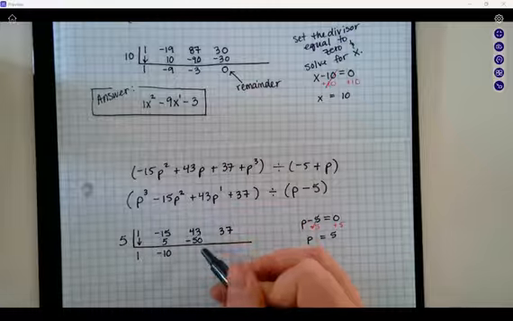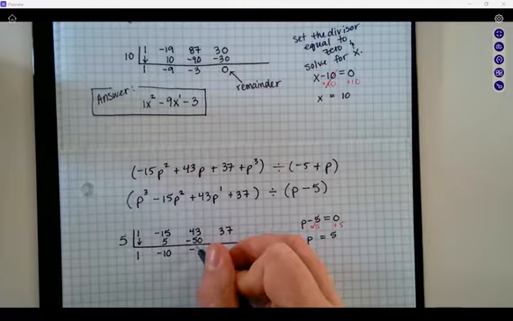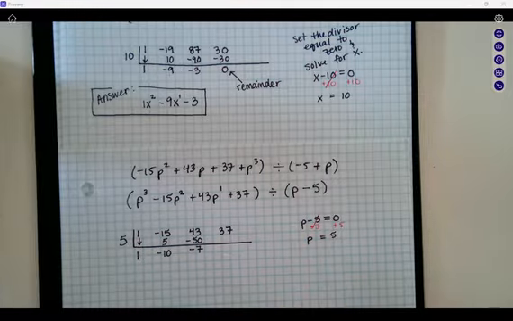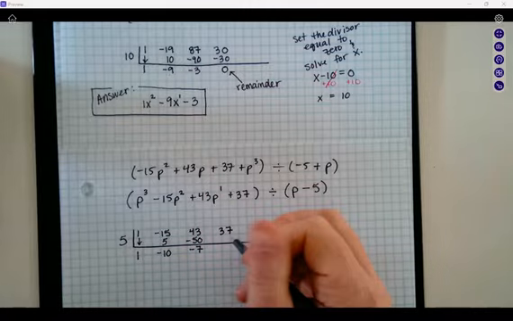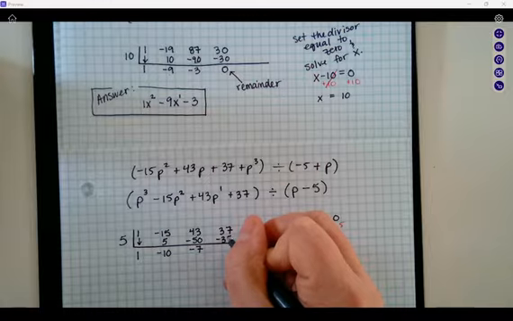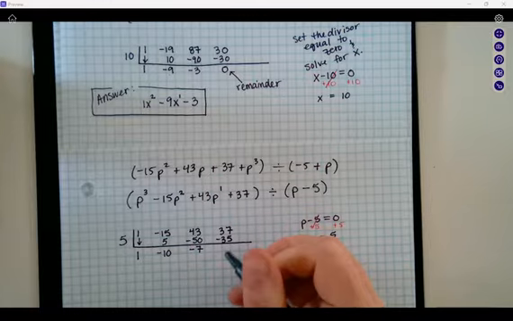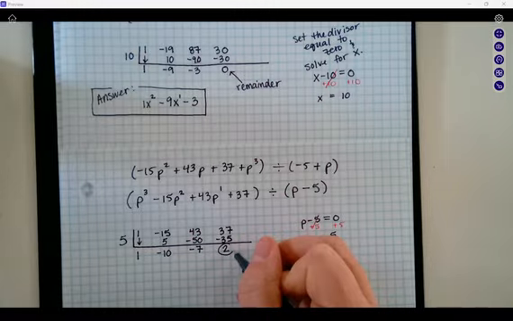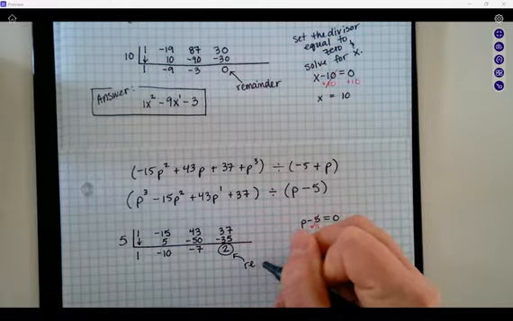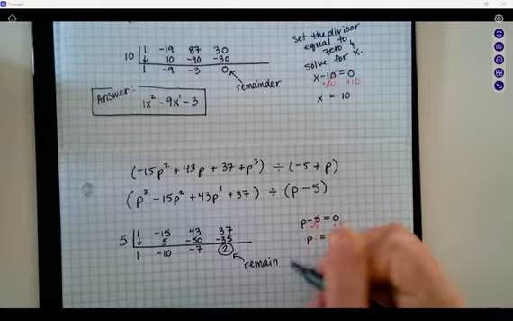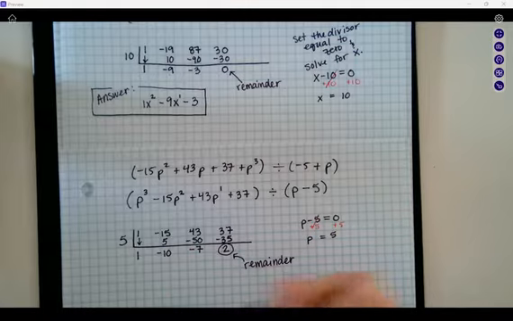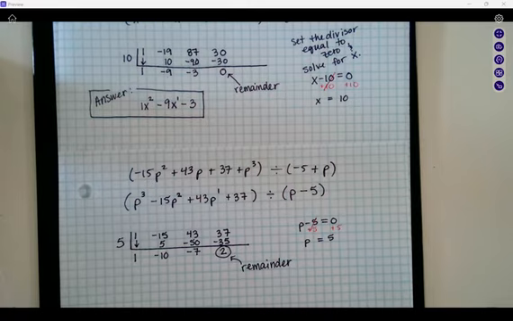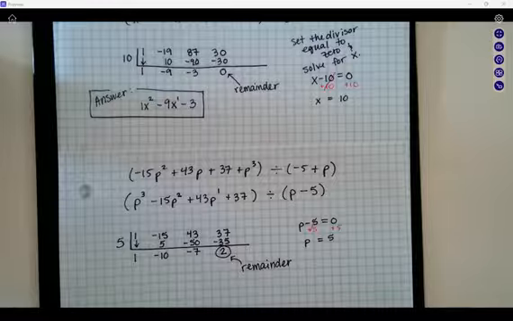I'm going to take the sum of these two. It's negative 7. And again, repeat that process. 5 times negative 7, that is negative 35. I'm going to take the sum of these two, and I end up with 2. And now this very last value here, that is my remainder. I do recommend that you guys circle the remainder and talk about it, so that you don't go and forget that it exists.